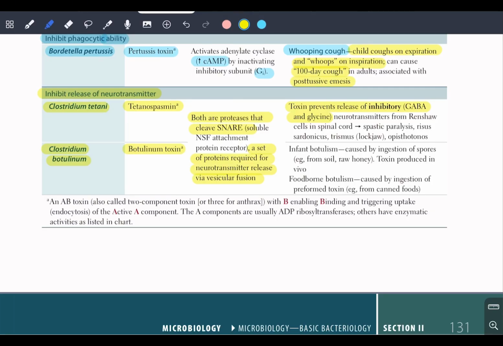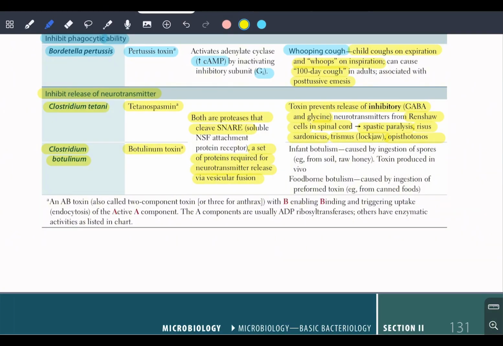So when GABA and glycine, which are inhibitory, are not released, then excitatory activities will occur. And you also remember that these are produced by Renshaw cells in the spinal cord. So GABA and glycine inhibition from Renshaw cells in the spinal cord is inhibited. So if we have inhibited GABA and glycine, then we have increased neuronal activities. So spastic paralysis, risus sardonicus, trismus, that is also called lockjaw, and opisthotonus, these things will occur. So this will be the final result of Clostridium tetani.